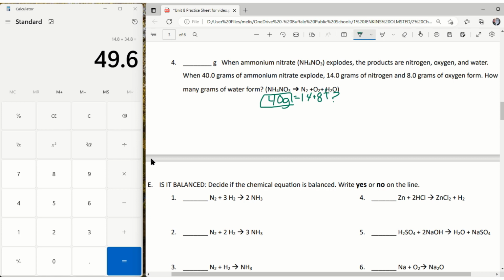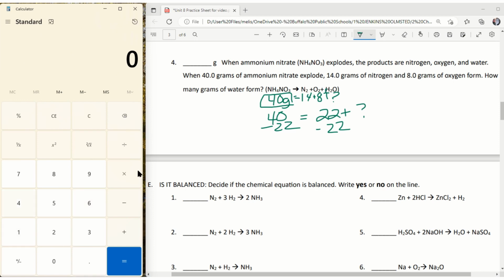All right, so first I'm going to add these two together, 14 plus 8. If you don't know it, it's always okay to check it on the calculator and not make mistakes. So 40 equals 22 plus whatever the water is. How do I solve for it? Minus 22 on both sides. So I do 40 minus 22 equals 18. So 18 is how many grams of water I needed.